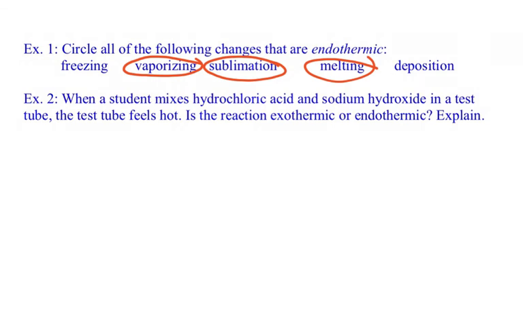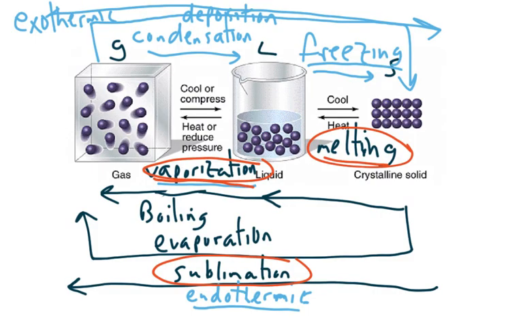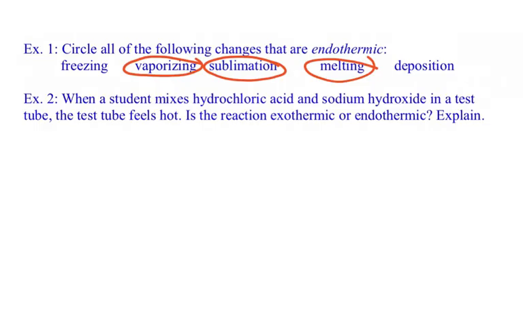And then we got deposition, but deposition is the opposite of sublimation. That one actually releases heat when a gas goes straight to a solid, such as in hail. That would be an example of deposition. So we're not going to circle these two. Those two are exothermic processes.